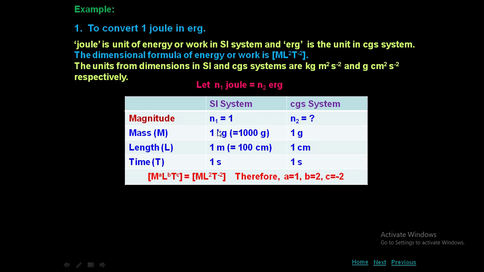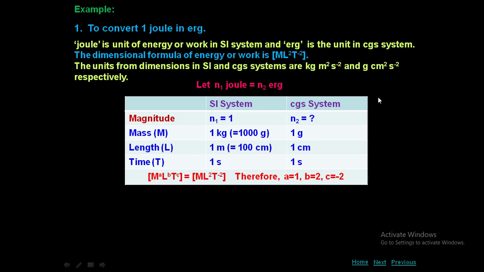Now see the units, mass. In SI system, that is for joule, we have kg, which is nothing but 1000 gram, meter is 100 centimeter, second itself.